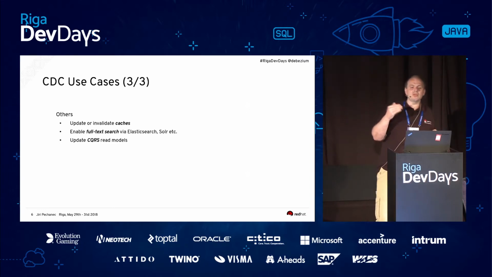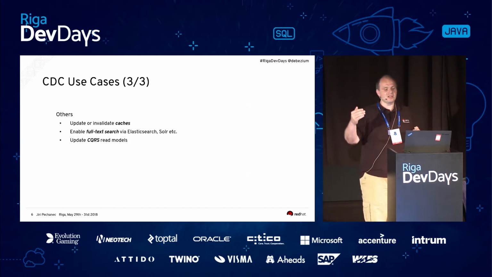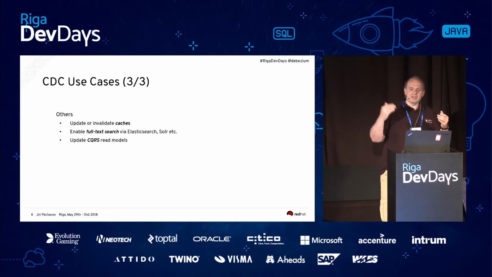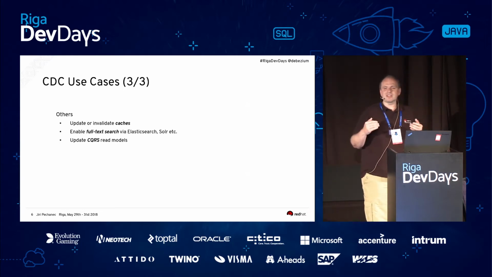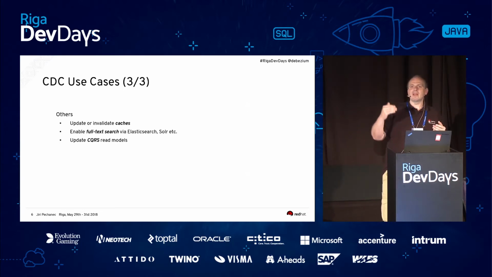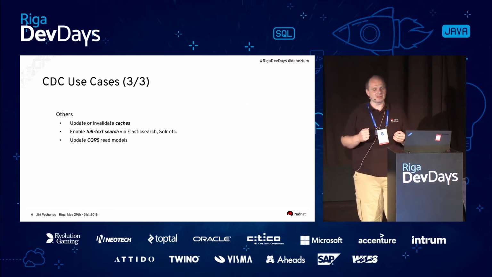So you can use the change data stream to keep this full text index in Elasticsearch, for example, up to date and synchronized with the data stored in the database.